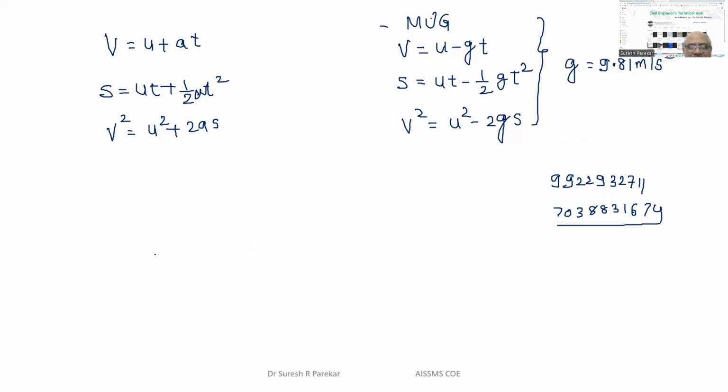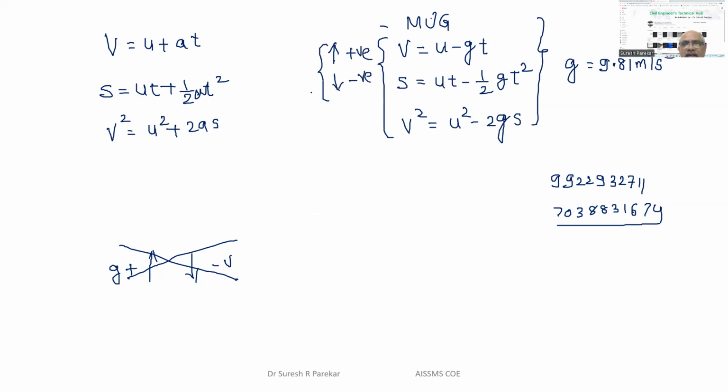But use the sign convention. Do not mix it up: when motion is upward, g is plus, and when motion is downward, then we have this value that is minus. These sign conventions can be problematic while solving problems, and you may be confused by them. So always stay with the sign conventions in motion under gravity with the three equations. Upward we have plus, downward we have minus, which is related to your velocity.